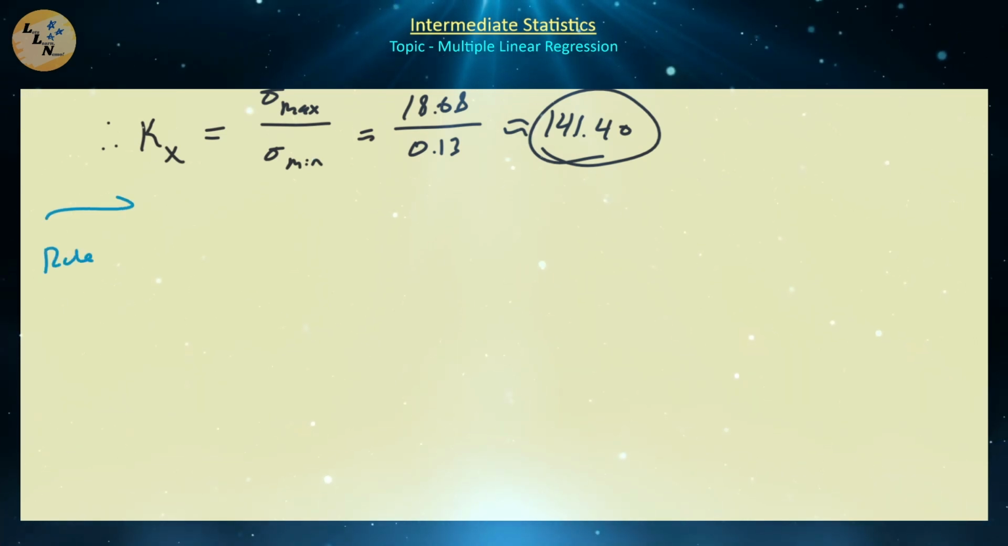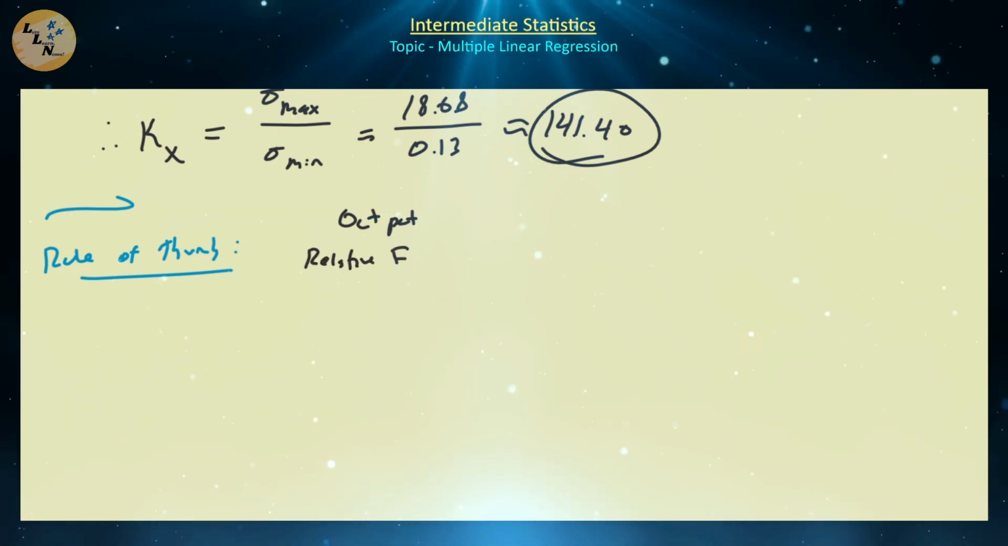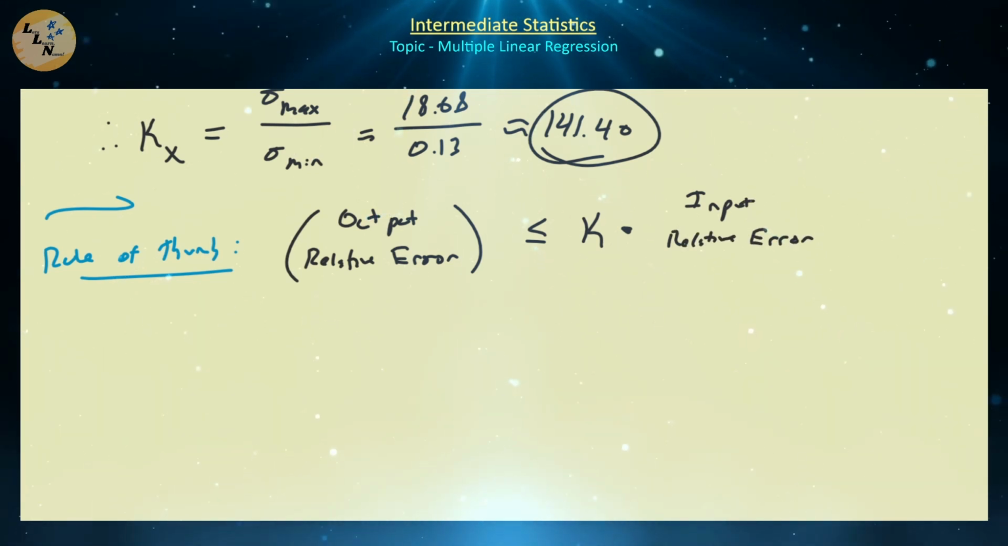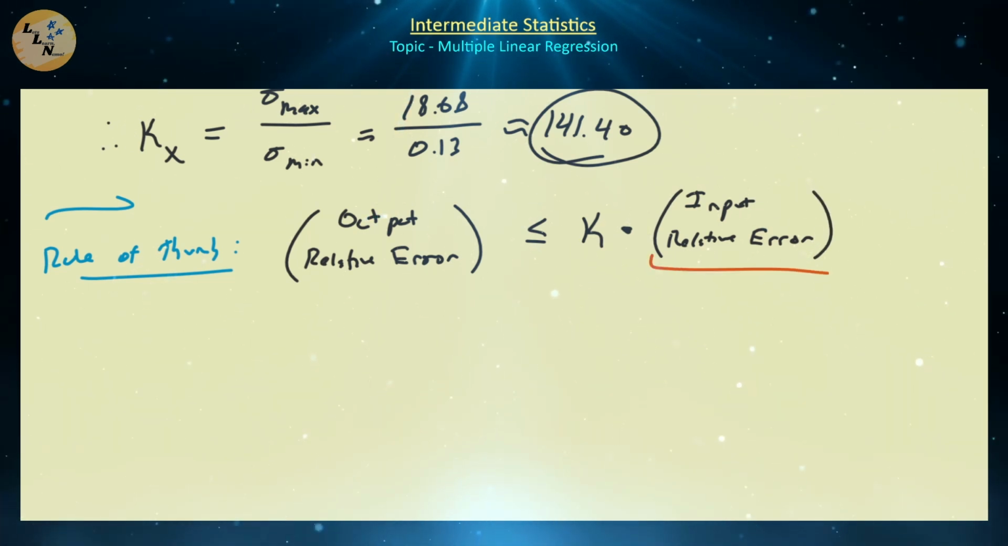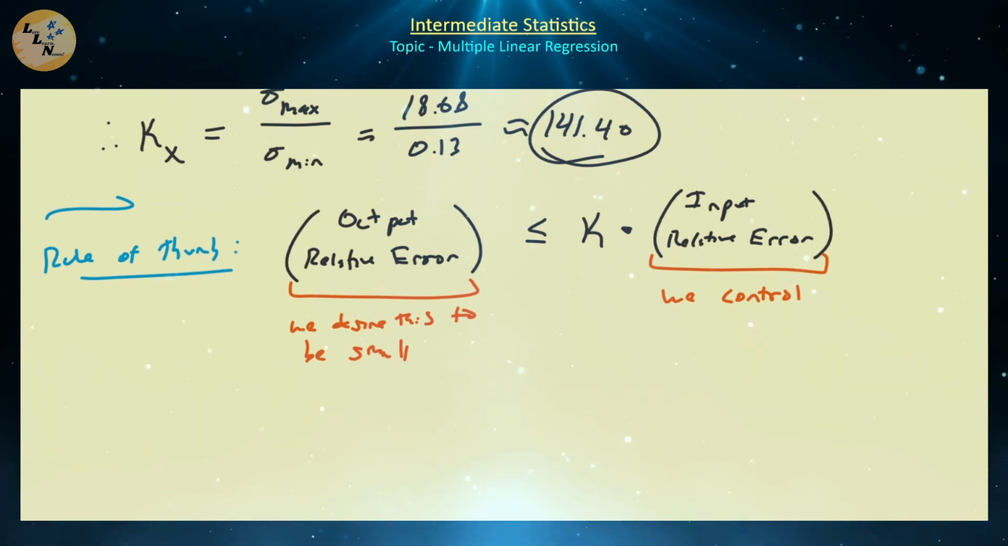So the next question that we need to answer is: is this condition number high enough for us to be concerned? A general rule of thumb to help us decide is the following. The output relative error, one can show, is always less than or equal to the condition number times the input relative error. Now, we typically have control over the things which we're actually calculating, and the output error is what we desire to be relatively small. So let's assume that the relative output error is represented by epsilon subscript O, and the relative input error is abbreviated by epsilon subscript I.